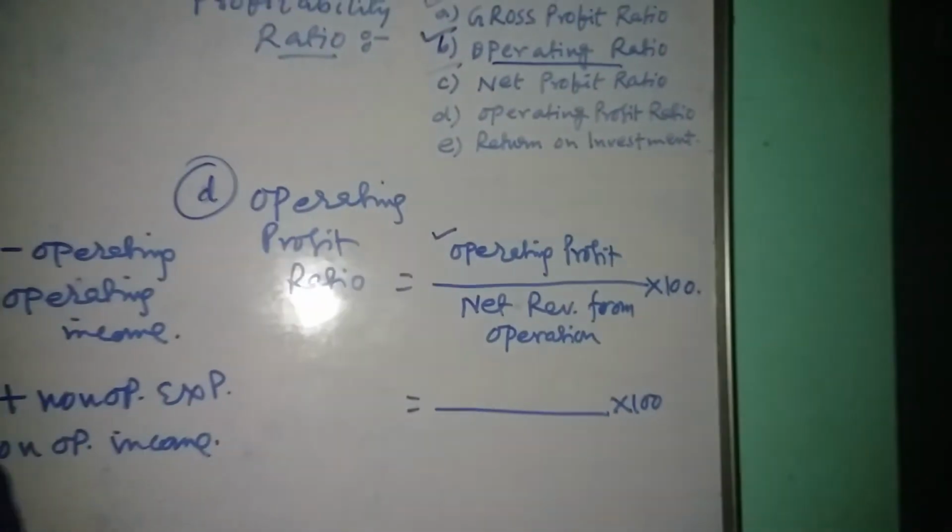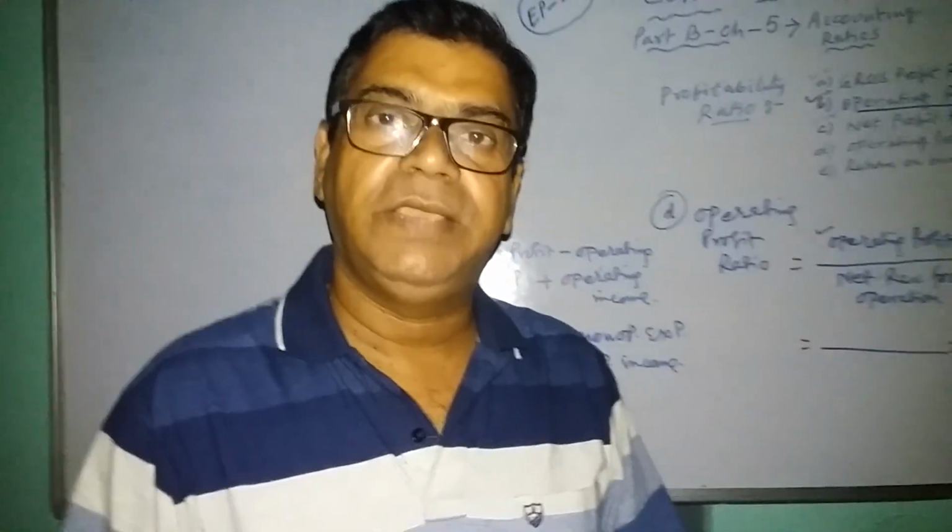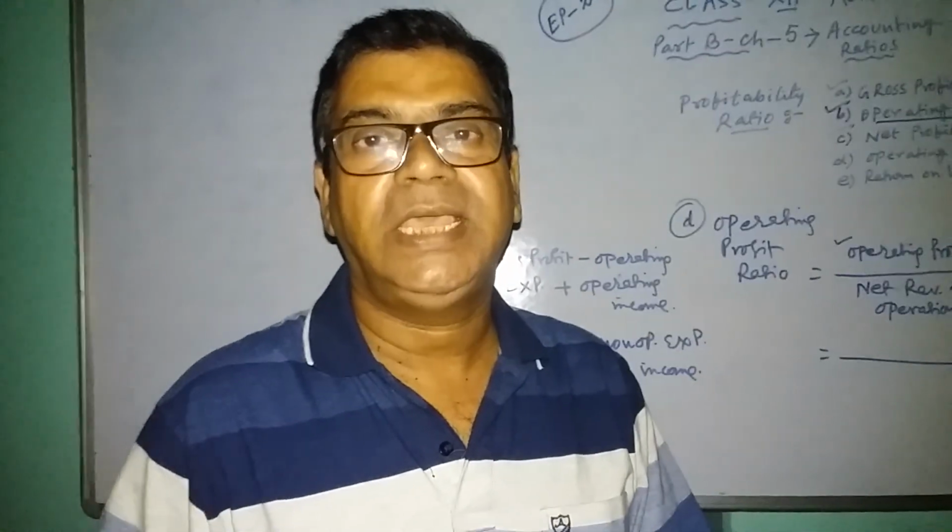Profit ratio. So these two types of ratios I have discussed in this episode. One is net profit ratio, another is the operating profit ratio. So listen to this properly and try to do from the books and from the questions given in the practical part also. Thank you very much.